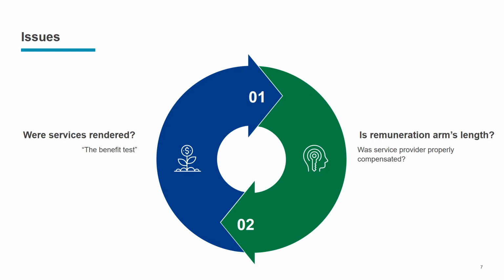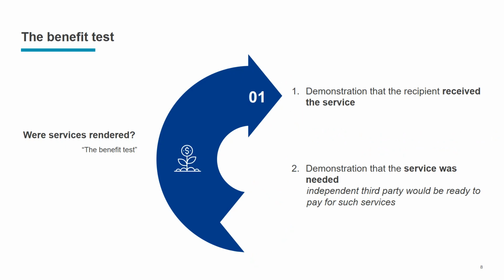And the second part is analyzing the arm's length nature, or the amount of charge for the service, and ensuring that this remuneration of the service provider is at arm's length, and at the same time ensuring that the service recipient did not pay too much for the service. So we'll start with the benefit test. And when we do the benefit test, we need to actually do two things.